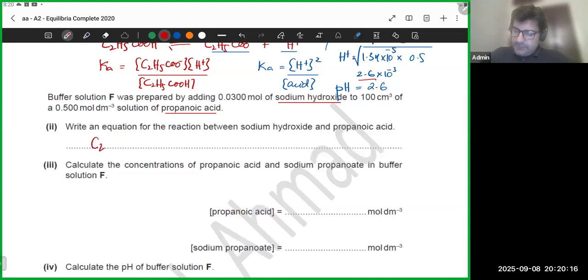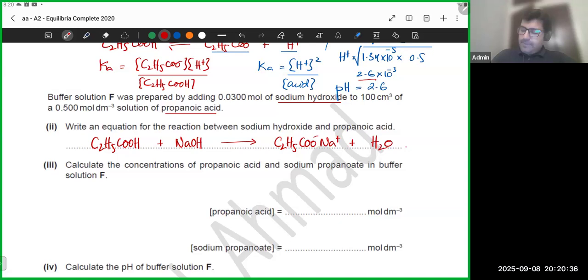So propanoic acid was C2H5COOH, reacting with NaOH. My product is C2H5COO minus Na plus. That's my salt, and water is going to be produced. So how many moles of NaOH? That's 0.03 moles.